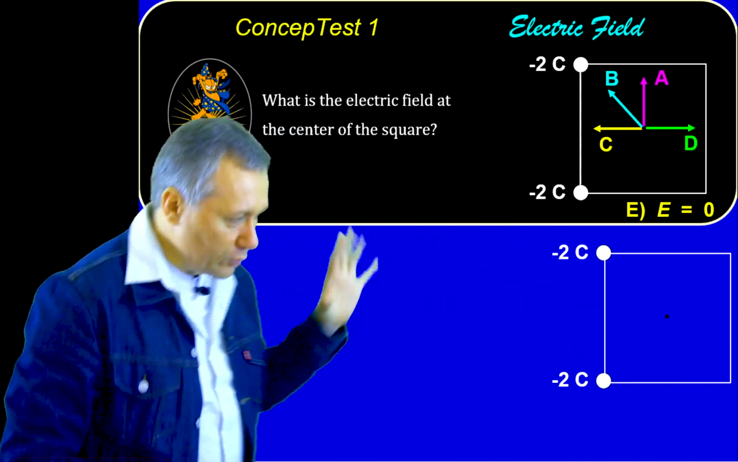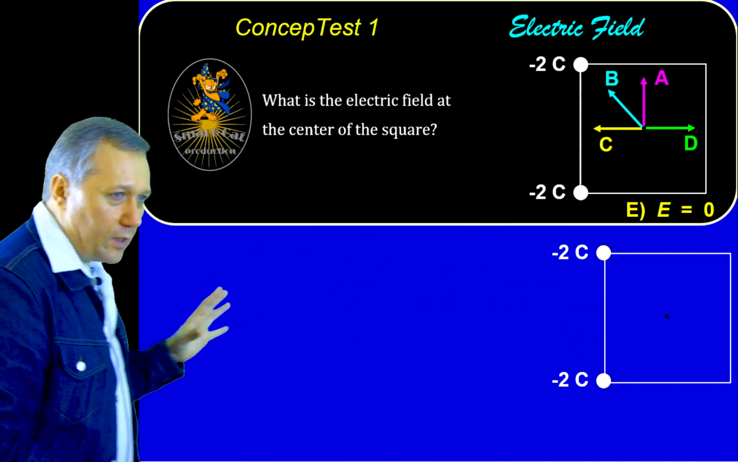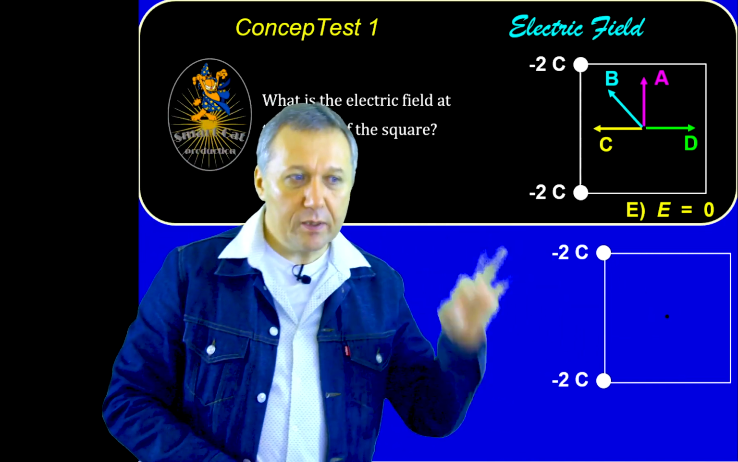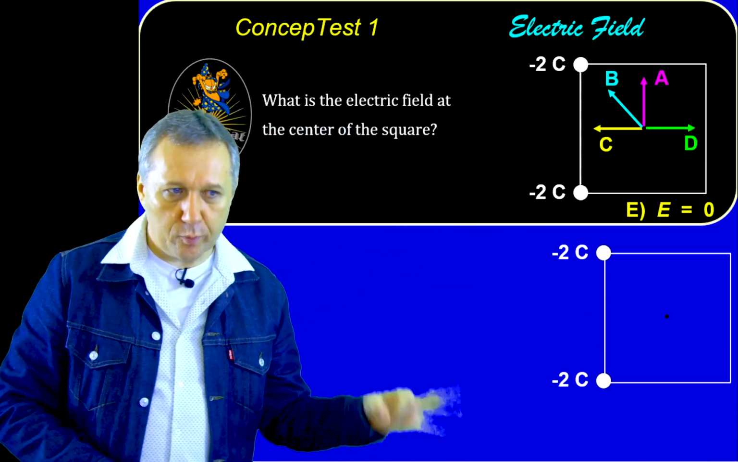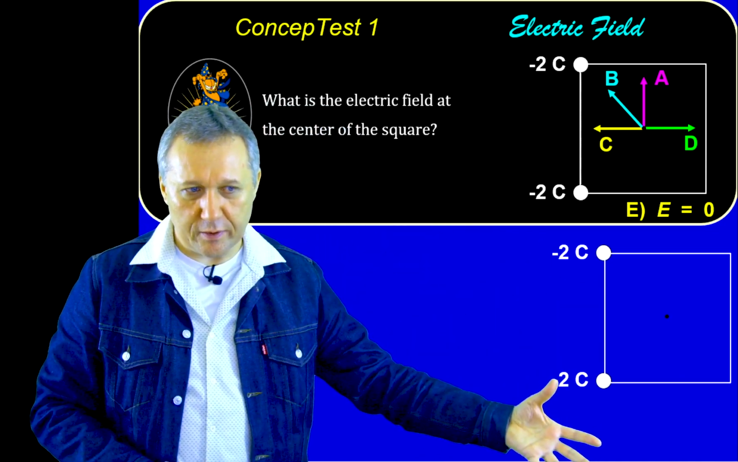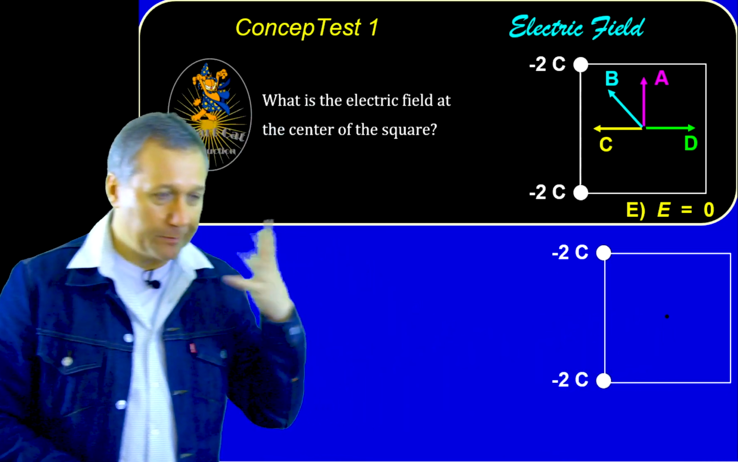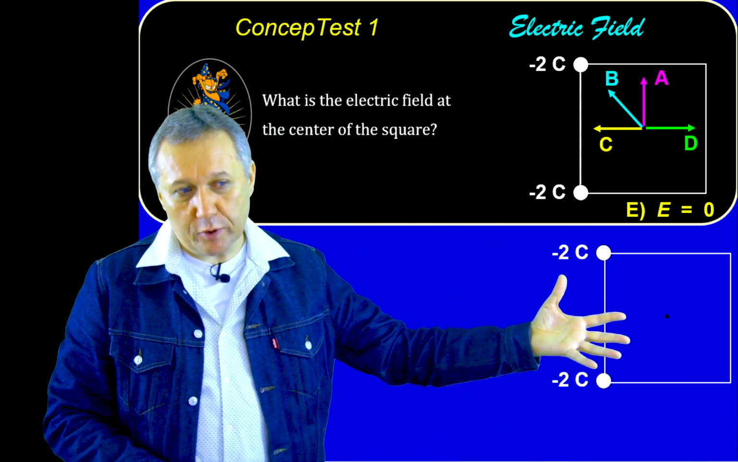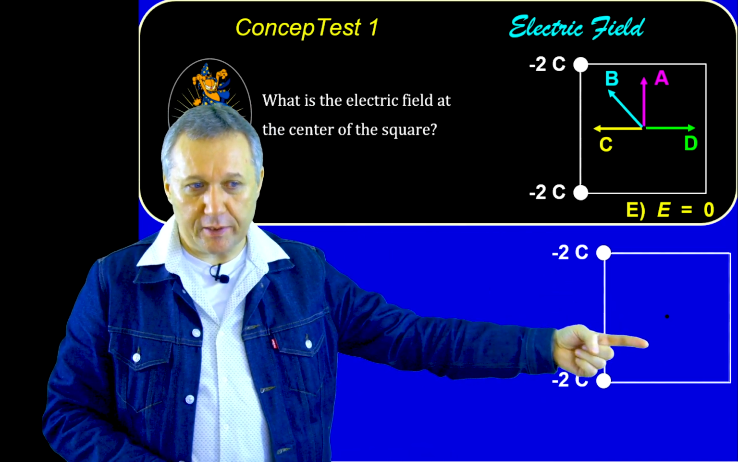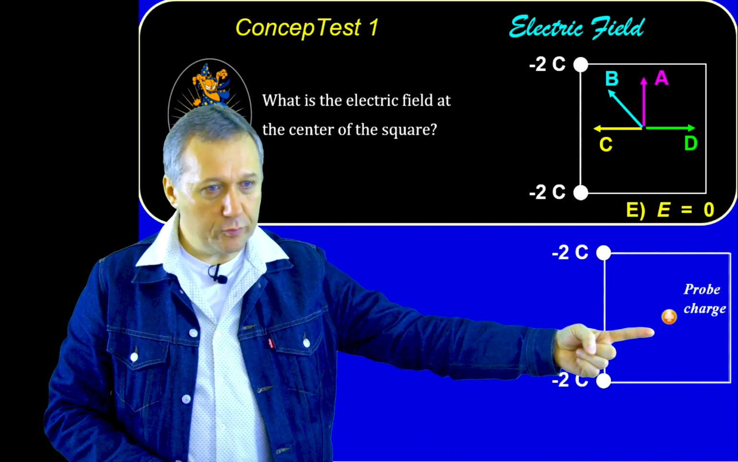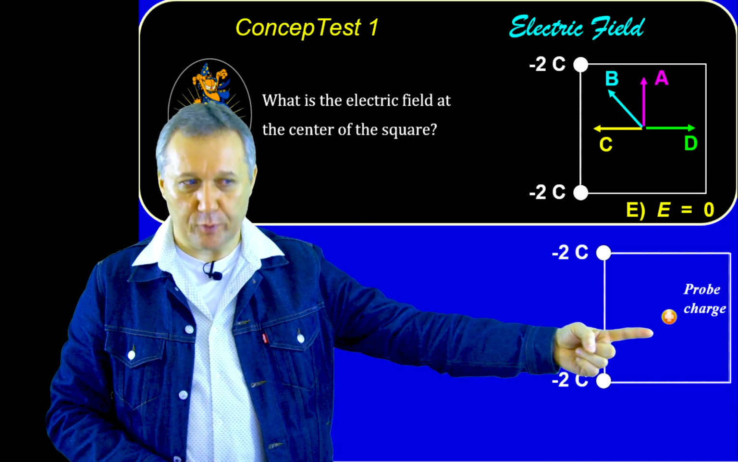Okay, so first approach, I would use a probe charge. You remember, small positive probe charge, small so that we wouldn't disturb our system. So I have to position it at the point where we want to find information about the electric field. So where is it? Here, positive probe charge.